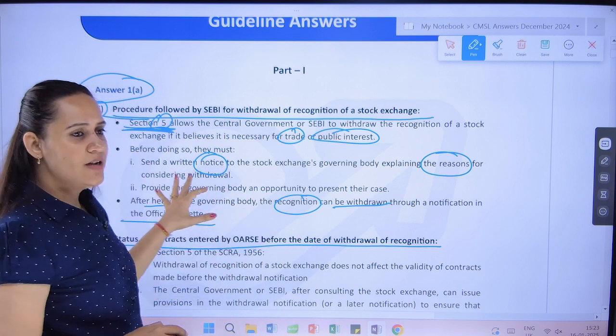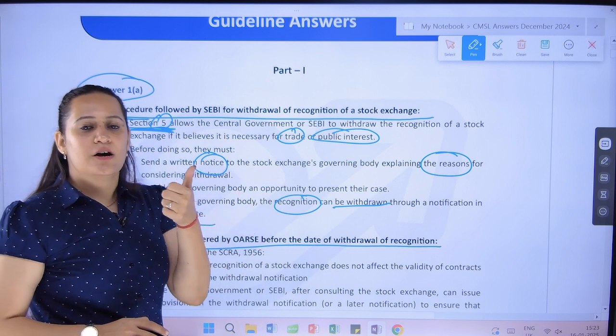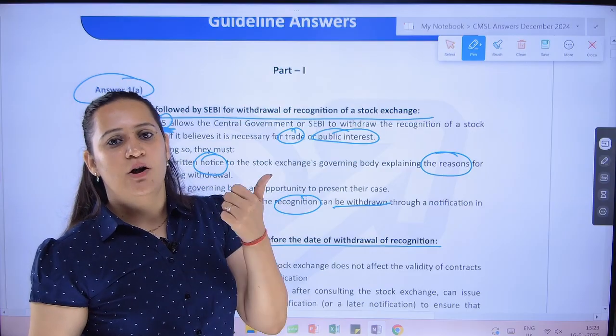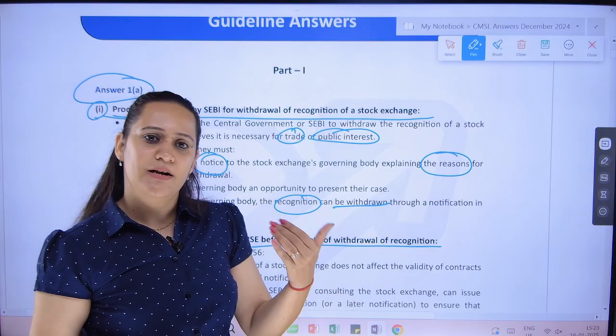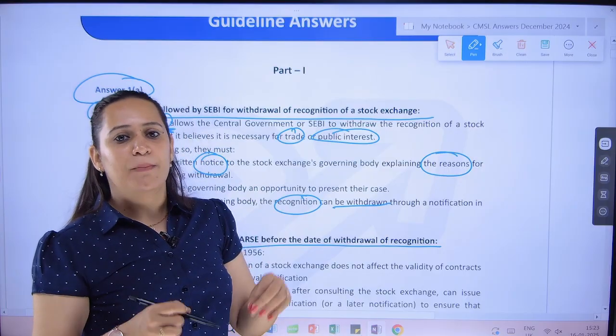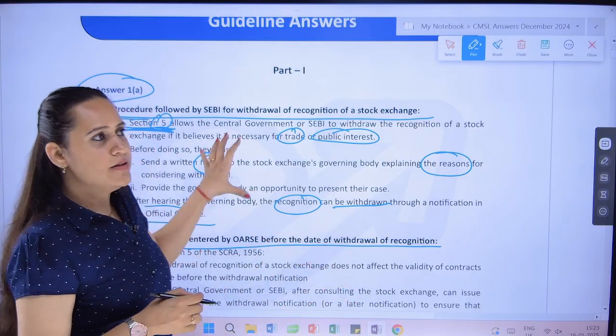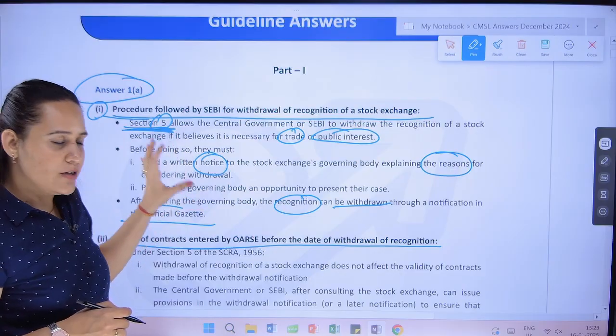So, the answer is very clear: SEBI can send a notice along with the reasons why it is withdrawing. After hearing the party, if it is still not satisfied, it passes an order of withdrawal by publishing it in the official gazette. That is the procedure for withdrawal of recognition.